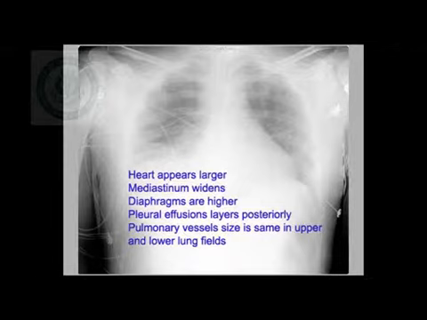Now as I told you, the heart appears larger in an AP view, the mediastinum is widened, the diaphragms are higher, and the pleural effusion layers posteriorly, so you may not see the earlier pleural effusions. The pulmonary vessels, which are normally prominent in the lower zones, appear more equal in width and are equally distributed to the upper and lower lobes because the act of gravity is not there.